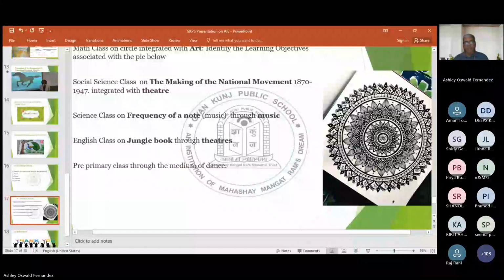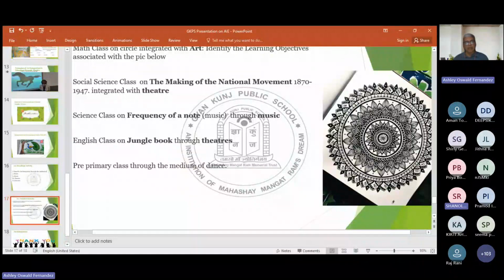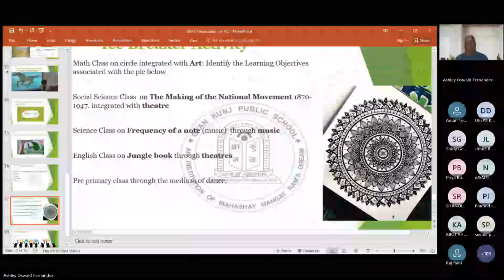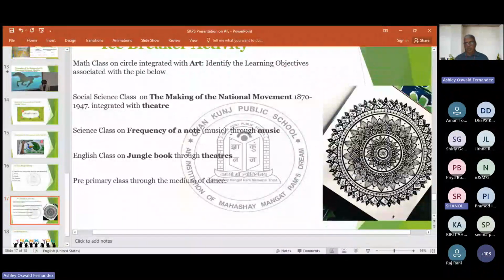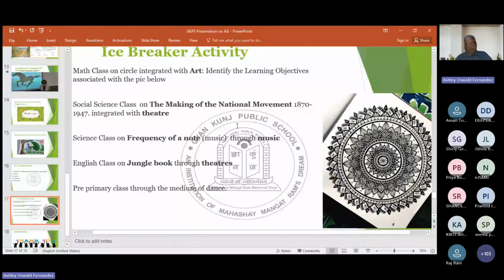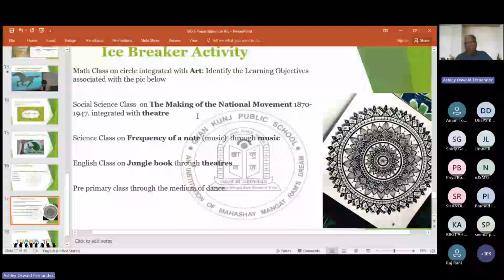Okay. I'd like to take you through a little bit of a class here, where maths teachers can try to understand this form of art. What is this form of art called? Any art teacher here? Mandala art. Correct.